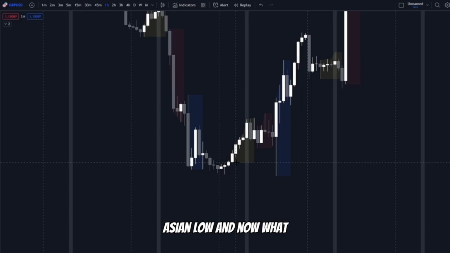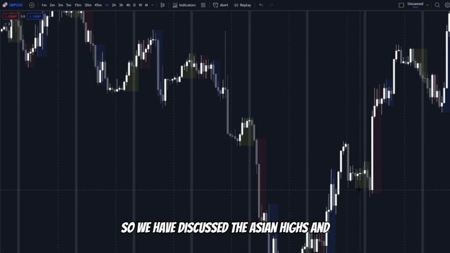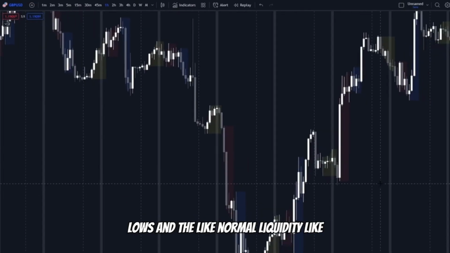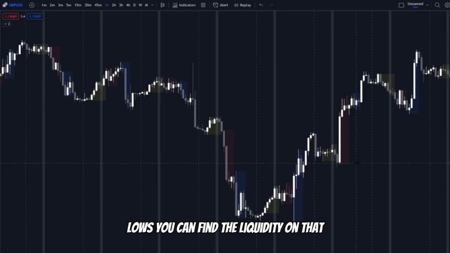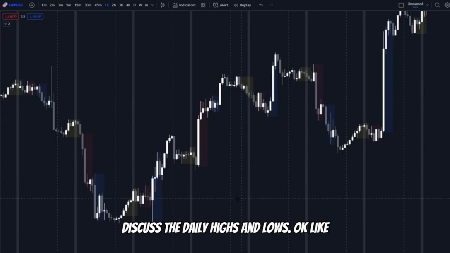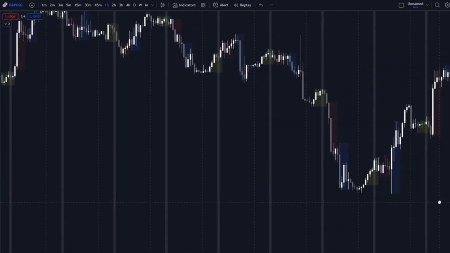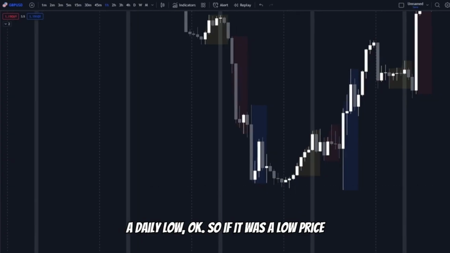And now what about this? If you can see, we have discussed the Asian highs and lows, and the normal liquidity, like you can find the liquidity below the session highs and lows. You can find the liquidity on old highs and lows. And now we discuss the daily highs and lows, okay? Like you can see in this example only, this was the daily low, right? This was a daily low, okay? So if it was a low, price took the low, and then it went off, okay?